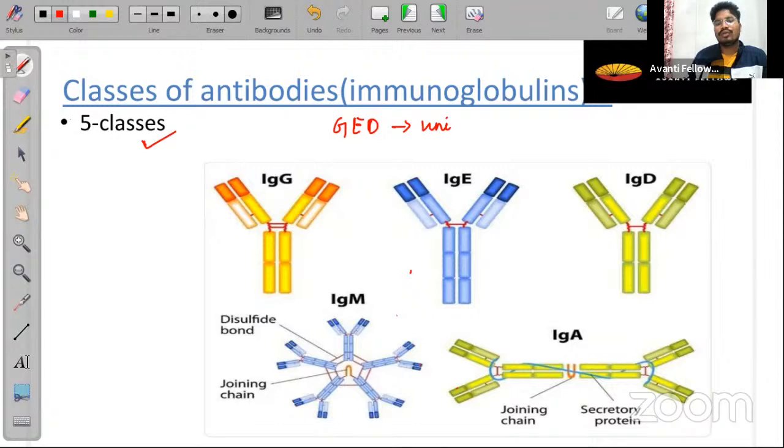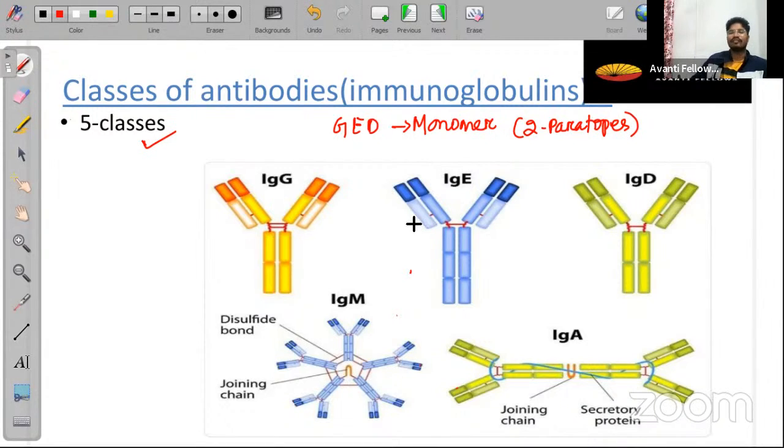It will show unit structure, meaning a single structure. ठीक है, it will be having only 2 paratopes. इनके पास 2 ही paratopes होगा, ये singular structure show करेंगे, right? Remaining, that is your IgM and IgA, like unimeras, or we can simply say this particular structure as your monomer structure. This GED will be monomer. IgG, IgE and IgD, GED, GED will be monomer, जिसके पास 2 पैराटोप्स होंगे.